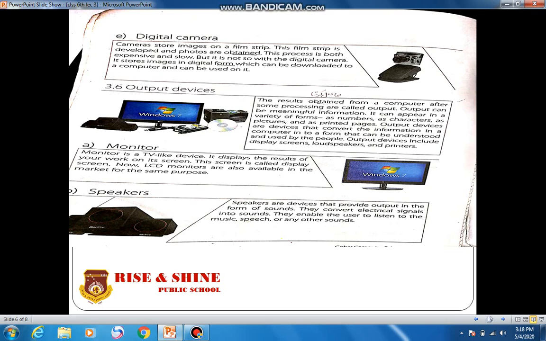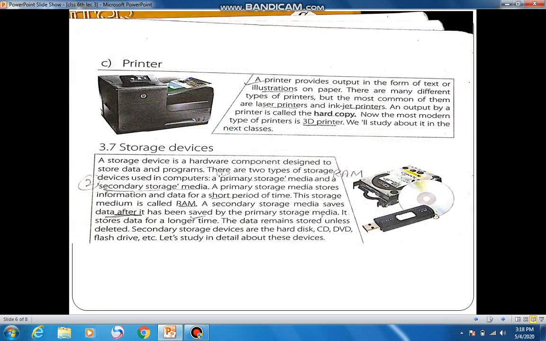Now LCD monitors are also available in the market for the same purpose. They are smart and good. Their appearance is more beautiful than the previous monitors. Next, output devices. Speakers are devices that provide output in the form of sound. They convert the electrical signal into the form of sound, and this sound can be heard through the speaker as an output.